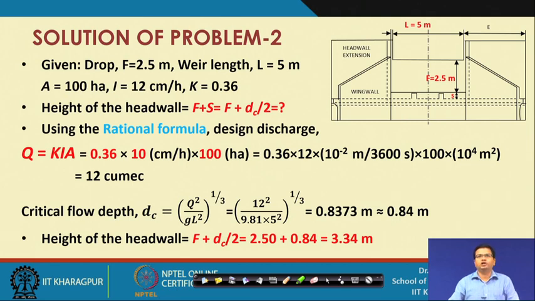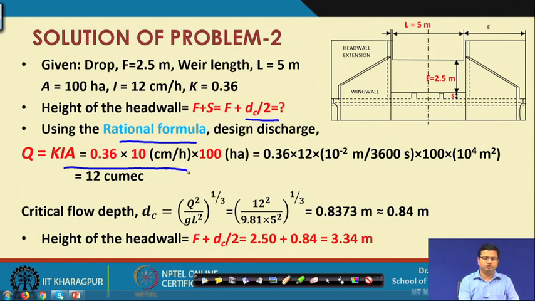The height of the head wall is given by F plus S. So, S equal to Dc by 2, and we will get F plus Dc by 2. In this formula, first you have to compute the value of Dc. To compute the value of Dc, you need the value of Q, the design discharge, and the length of weir. Q can be estimated by using the rational formula, which is nothing but Q equal to KIA. So, K equal to 0.36, and sorry, here I equal to 10 centimeter per hour, and A equal to 100 hectare. So, we will get 0.36 into 10 into 10 to the minus 2 into 3600. This is the unit conversion, because this is in centimeter, 10 centimeter per hour, from centimeter per hour to meter per second.